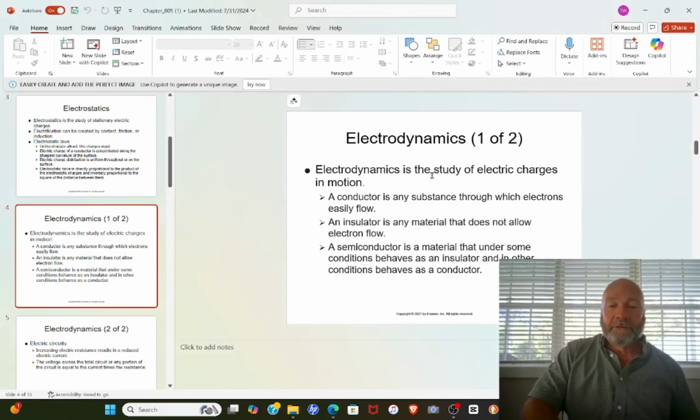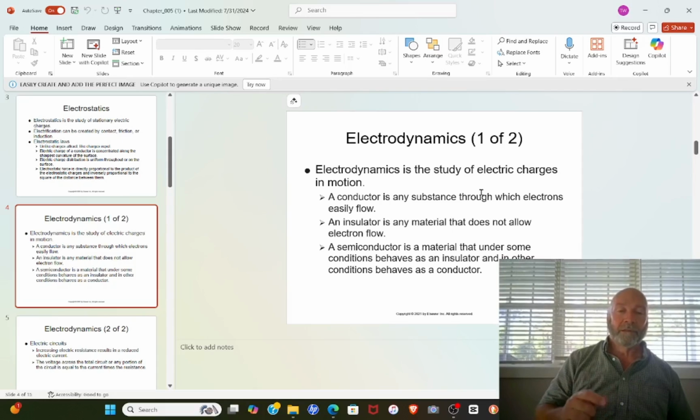So now electrodynamics, where static electricity, electrostatics, is stationary electric charges. Now we're going to talk about moving electric charges. So electrodynamics is the study of electric charges in motion. Still talking about electrons.